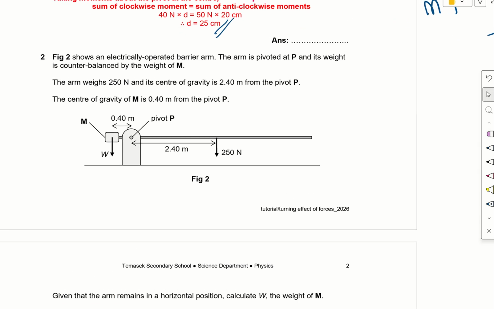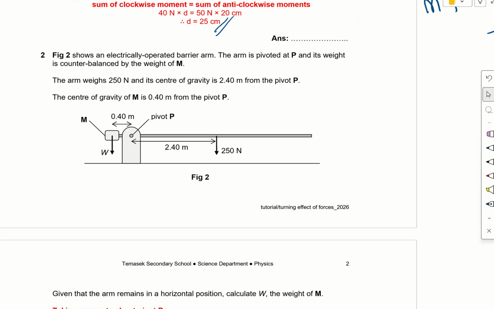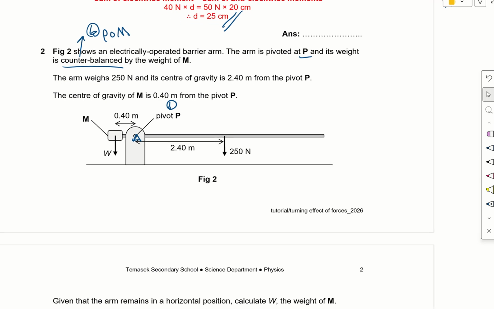Let's read. It shows an electrically operated barrier arm. The arm is pivoted at P. So this is our first step. The pivot is over here. We can use a triangle to represent it. And the weight is counterbalanced. If it's counterbalanced, that means it is now in equilibrium. So later on, step 6, I can apply my principle of moments. It's counterbalanced by the weight of M. So M is acting over here, and M actually has a weight, which is W, acting downwards and on the left hand side of the pivot.